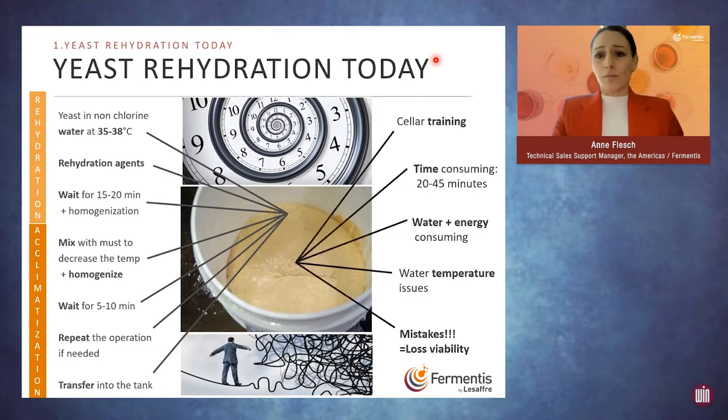So this whole process, obviously, it requires a lot of things from the winery. You need to train the cellar properly to do rehydration. It's very time consuming. So as you can see, if you follow the whole process, it could take between 20 to 45 minutes for one tank. It is quite consuming of energy and of water, and of course also chemicals and products, chemicals to clean the material, sanitation. Also, you can come into water temperature issue. Let's say water is too hot, too cold, and all of it, whether you forget to pitch your yeast because you're too busy doing something else, or something goes wrong. Overall, you can encounter mistakes, and this could come with loss of viability of some of the yeast.